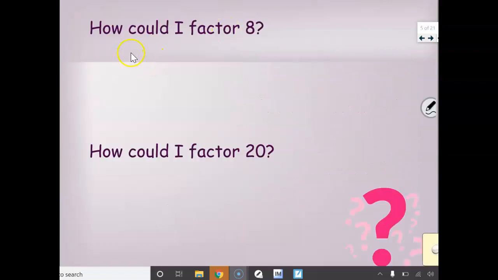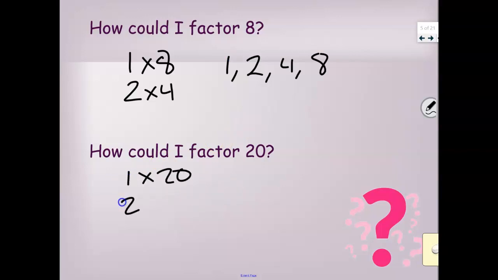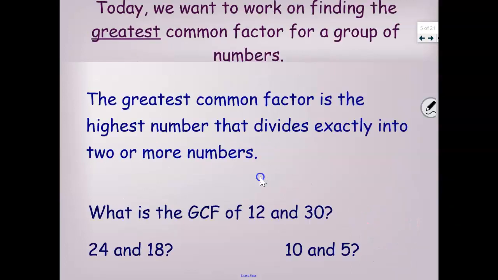So how could I factor 8? I could go 1 times 8, 2 times 4, and that's pretty much it. I could find the reverse of those as well. So my factors would be 1, 2, 4, and 8 if I put them in order. What about 20? I could go 1 times 20, 2 times 10, 4 times 5, and then I could do those in reverse. So my factors of 20 would be 1, 2, 4, 5, 10, and 20 if I put them in order. And again, that's just a little review.